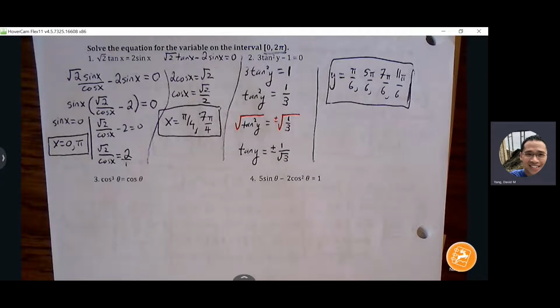Okay, questions with 1 or 2? All right, take a look at 3. What would you do first? Move cosine. Good. Yeah, let's not divide, right? If we divide, we potentially are losing a solution. Subtract, right? Subtract cosine, get it equal to 0, GCF, and then go from there.